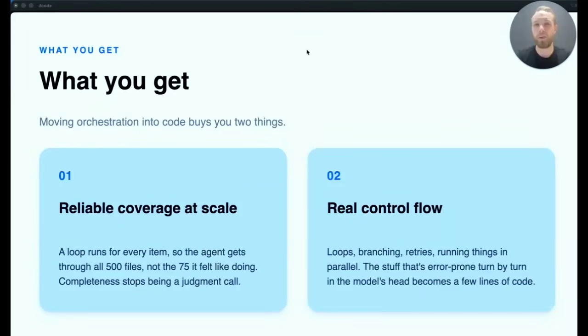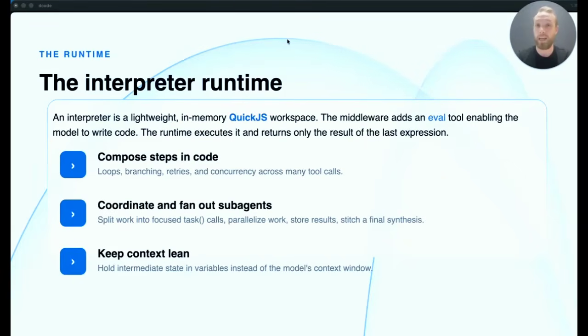All the stuff that's really awkward and error prone when the agent has to do it turn by turn in its head, that now just becomes a few lines of code that the agent has to write. And that's it. So how does the agent run the code? That's our code interpreter middleware. Just a lightweight in-memory sandbox, and it gives the agent access to an eval tool. And so this allows the agent to write a block of code, give it to the eval tool, the runtime runs it, and only the final result comes back to the agent, which is part of how the context stays so clean.